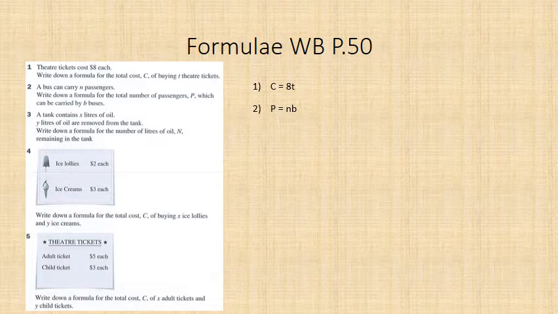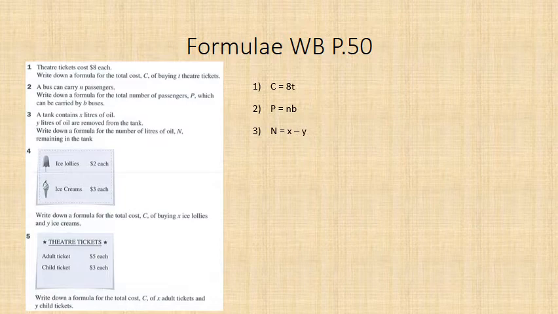Question 3 here is saying that a tank contains X liters of oil. Y liters of oil are removed from the tank. So I took away Y liters. Write down a formula for the number of liters of oil, N, remaining in the tank. So N is going to equal X liters that the tank contains minus Y liters that I took away from the tank. So N is going to equal X minus Y.